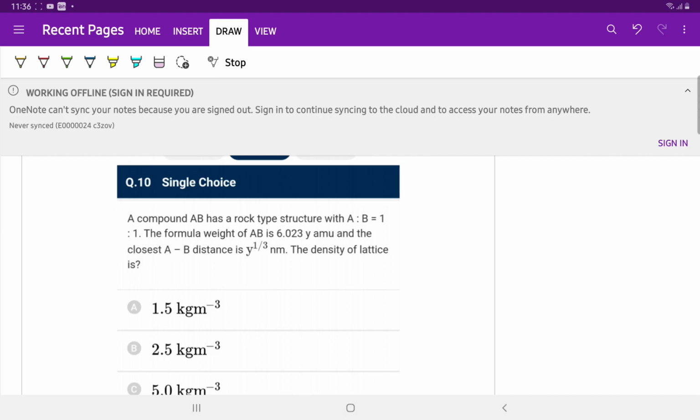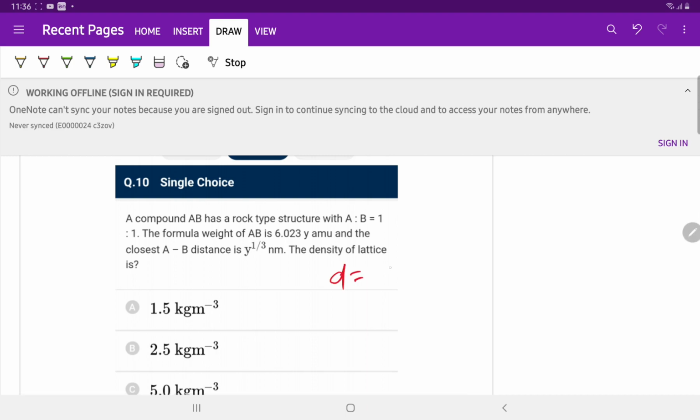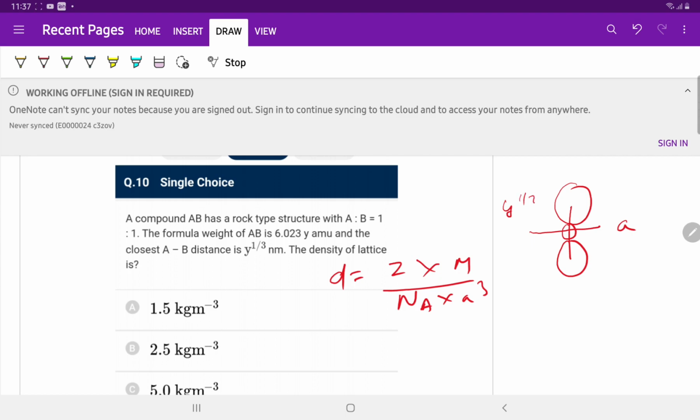The density of the lattice in kg per meter cube is, okay, we know very well that the formula of density is D equals Z into M upon Na into A cube. This is Cl minus, this is Na plus, this is Cl minus, this is the edge length, and the distance is Y. A by 2 is Y, so A is equal to 2 times Y raised to the power 1 by 3 in nanometer.